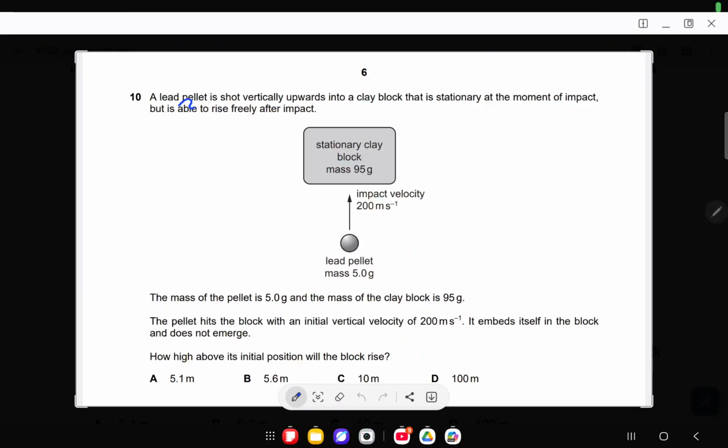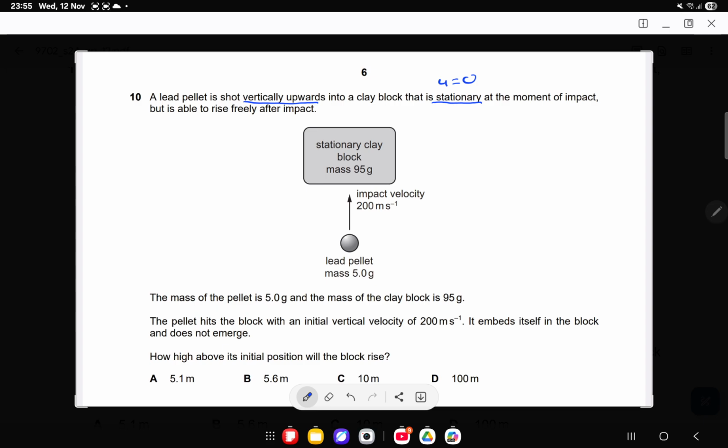In this question, it says a lead pellet is shot vertically upwards into a clay block which is stationary. So, which means that for the clay block, initially the speed is 0 since it is stationary. So, let's take note of that. It is stationary, so our u is 0 at the moment of impact, but is able to rise freely after the impact.